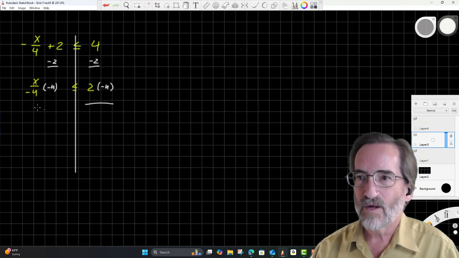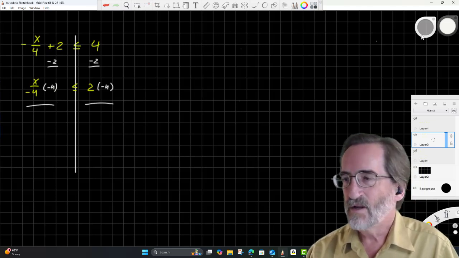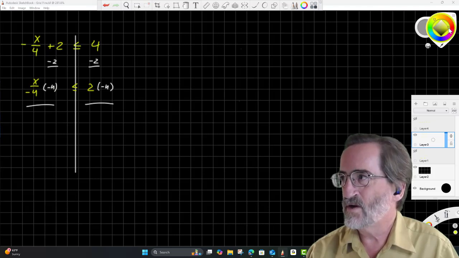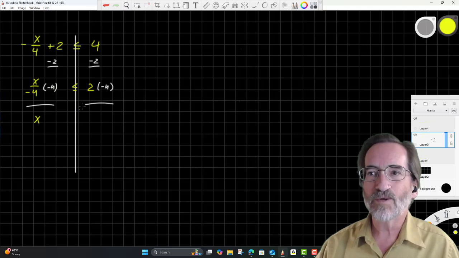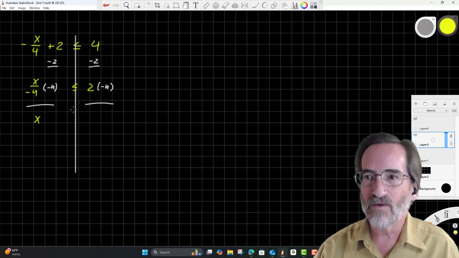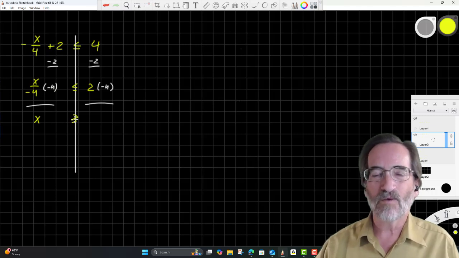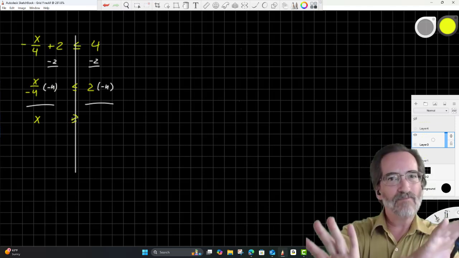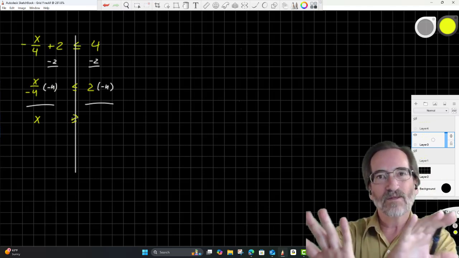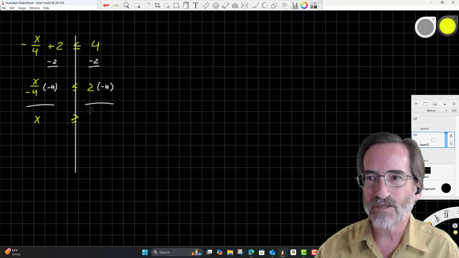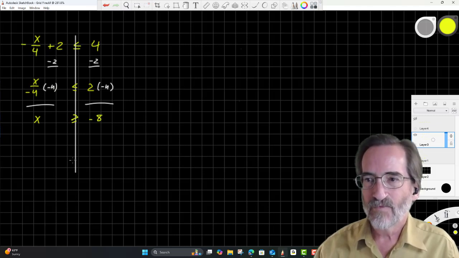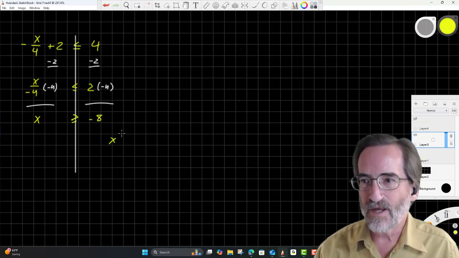We end up with -4 divided by -4 is 1. 1 times x is x. And we just multiplied by a negative, so we flip the inequality symbol. We flip the inequality symbol because remember that thing happens where it flips over the 0 on the number line and order changes, order reverses. -8. So the solution set looks like x such that x is greater than or equal to -8.